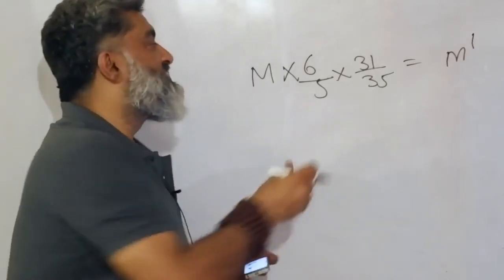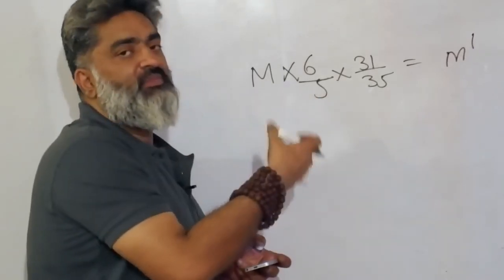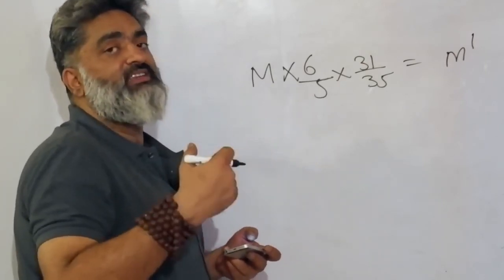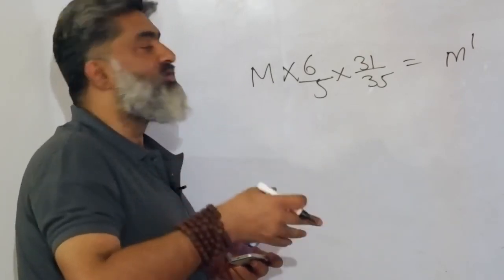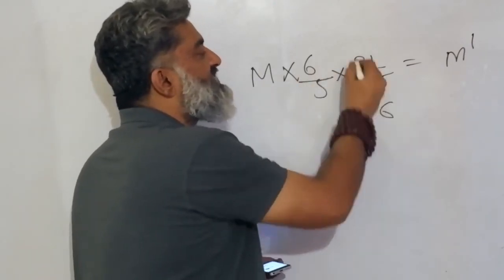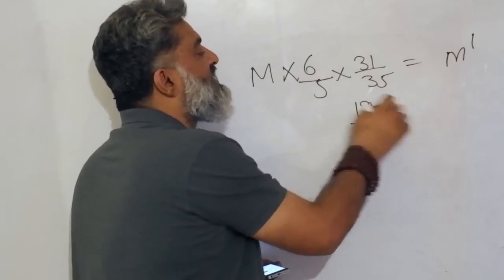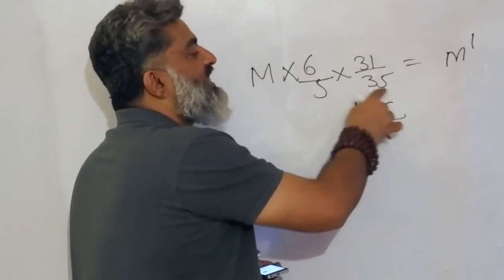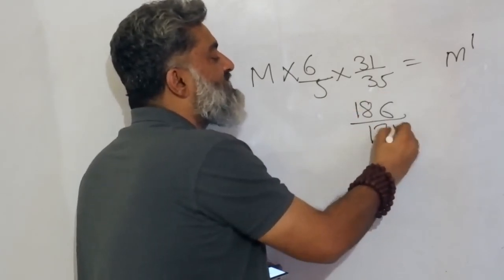All I want to know is if this is a number greater than 1, equal to 1 or less than 1. Because I am interested in less than 1 because that's when the numbers will reduce. So let me calculate this value. Very simply, 6 ones are 6, 6 threes are 18, so 186. And calculate this value, 5 30s are 150 and 5 5s are 25, so it's going to be 175.